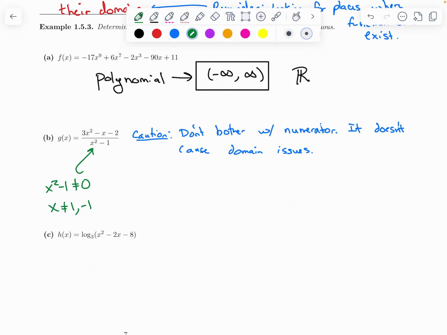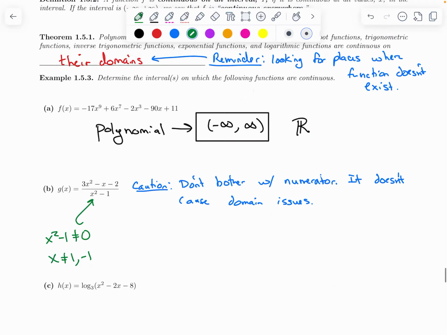So we need to set the denominator equal to 0. You can factor it if you'd like, or you can just see that it's going to be plus or minus 1 in this case. And so the answer, notice this is asking me for the domain. It's asking me for the intervals on which it's continuous. So this function is discontinuous at 1 and negative 1. But that means that it's continuous everywhere else. So it's continuous on (negative infinity, negative 1) union (negative 1, 1) union (1, positive infinity).